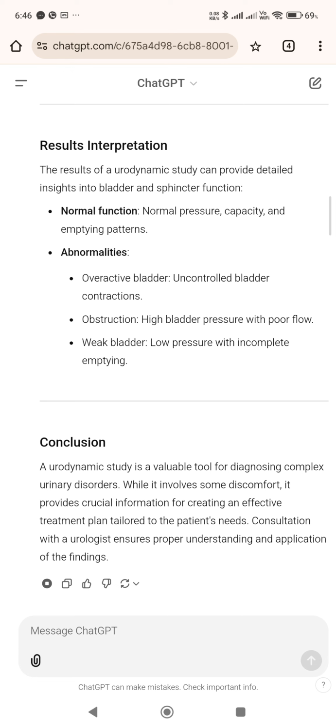Conclusion. A urodynamic study is a valuable tool for diagnosing complex urinary disorders. While it involves some discomfort, it provides crucial information for creating an effective treatment plan tailored to the patient's needs. Consultation with a urologist ensures proper understanding and application of the findings.